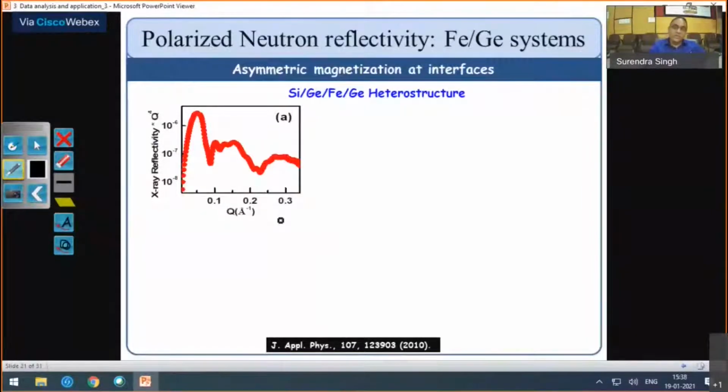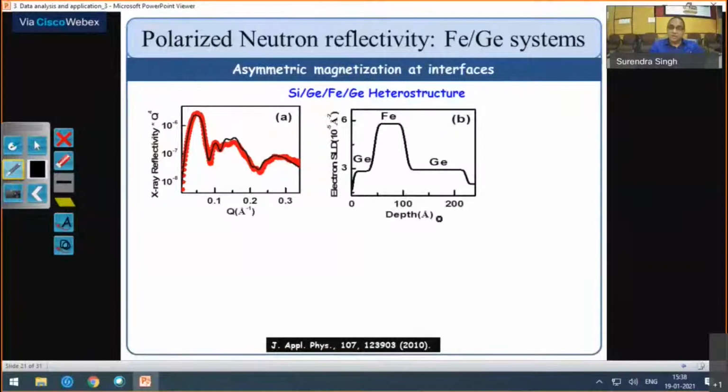We did X-ray reflectivity and fitted it. What information did we get from this? This is the depth profile of electronic scattering intensity. We have the silicon over here, then a buffer layer of germanium, then an iron layer, and then the top germanium. These are the interfaces: this is the iron germanium interface, and this is the germanium iron interface here. This is a nice three-layer structure that we got from X-ray reflectivity.